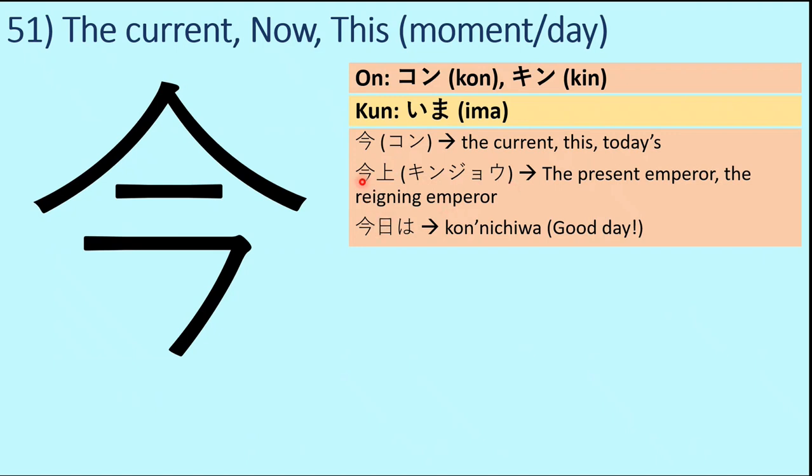So you can see two kanji characters here. This is for kin and this is for jo. So kin means this and jo means king. So this is the present king or the present emperor. And this one, konnichiwa, you all know about it. And in fact, we were introduced to this kanji character in the lesson of Japanese greetings in which we studied konnichiwa. So kon ni nichi, kon nichi wa.